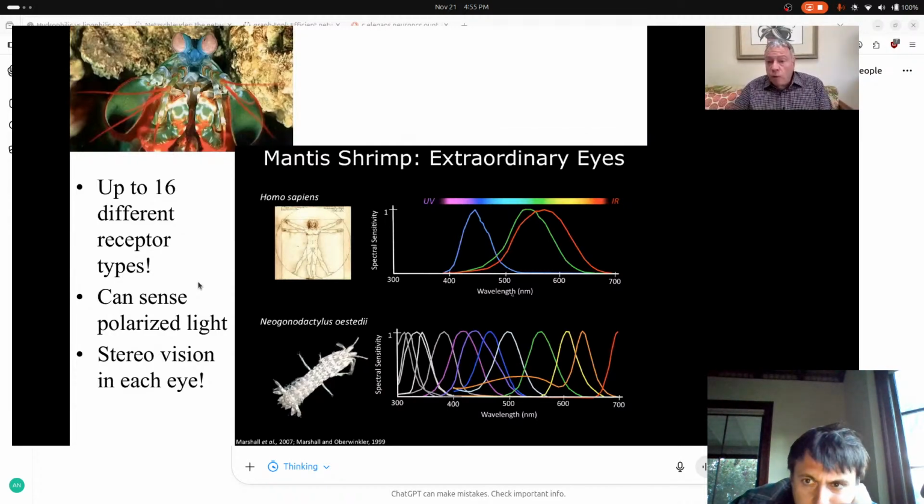Plus, they can actually see whether light's polarized or not. So like having polarized sunglasses on makes things look different. Their eyes automatically do that. We can see depth perception because our brain compares the vision in our 2 eyes, their stereo vision. They can do that with each eye. Each eye gets 2 versions of the image. They can actually do stereo vision in 1 eye.